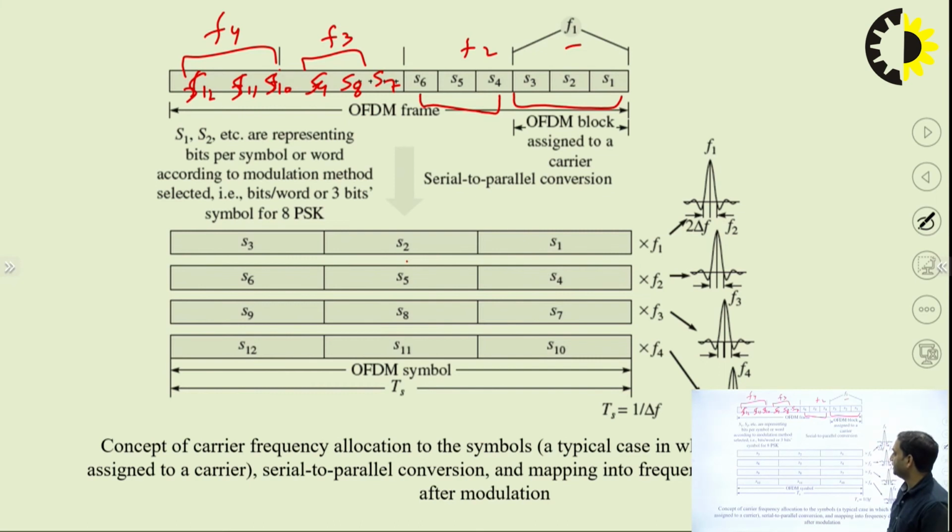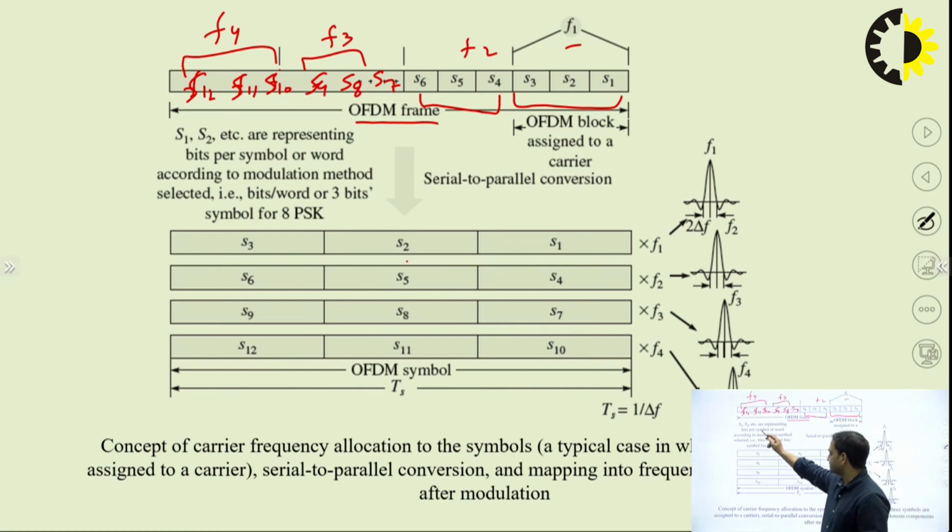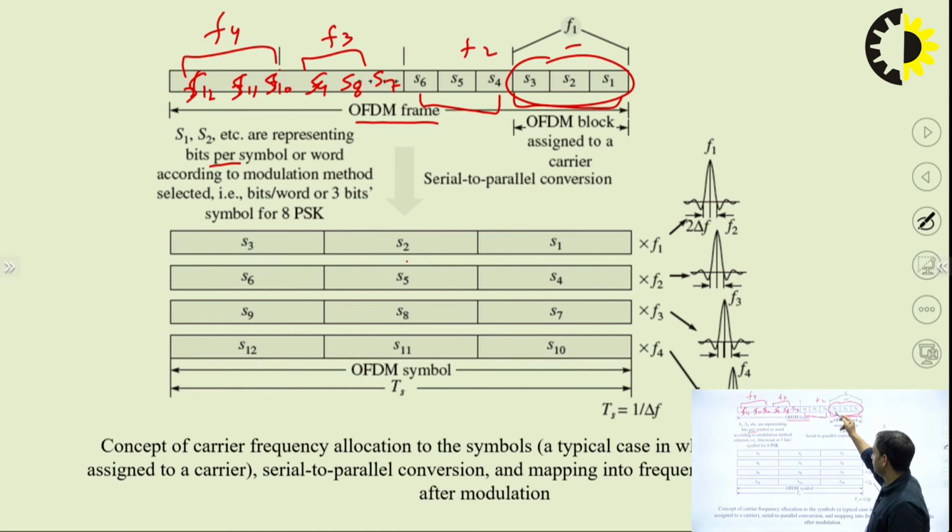When we combine this complete frequency band, we say this is the OFDM frame. In one OFDM frame, how many symbols are there? We have 4 symbols, but how many bits are there? 12 bits are required for that. So S1, S2, S4 and so on are representing bits per symbol. This is representing one symbol, and in this one symbol 3 bits are accommodated.